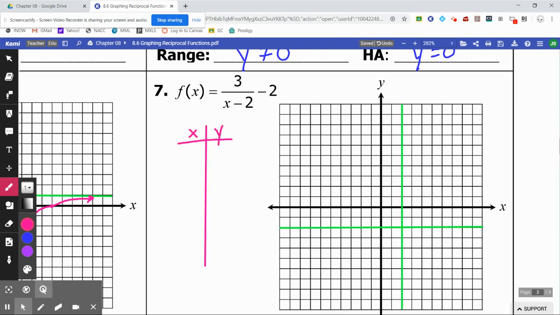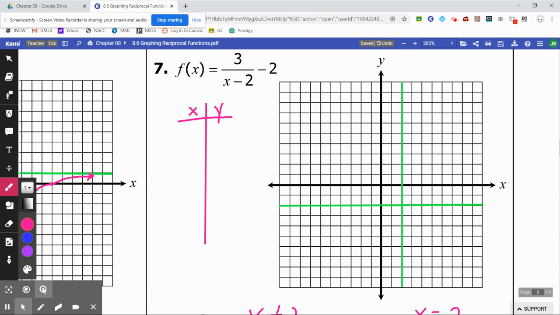And there you see them. And again, instead of actually doing our transformations here, if you would like to, just plug in some points. Plug in an x value of 3. That gives you 3 minus 2 on the bottom. That's 3 over 1 minus 2, which would be 3 minus 2, which is 1. So when I plug in 3, it gives me 1.